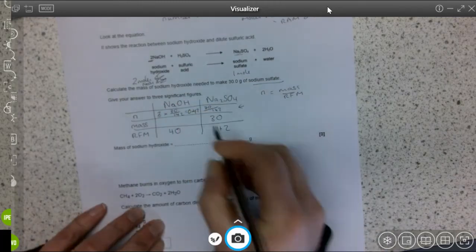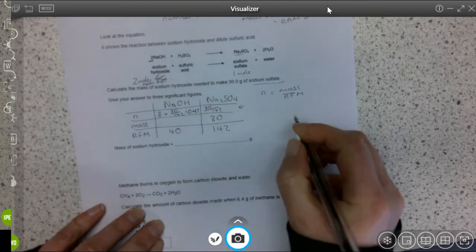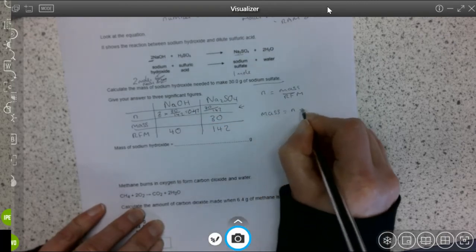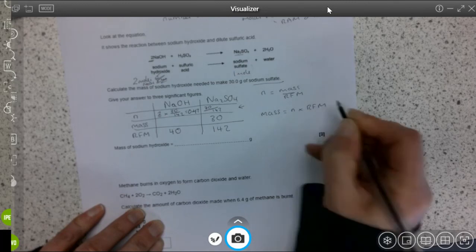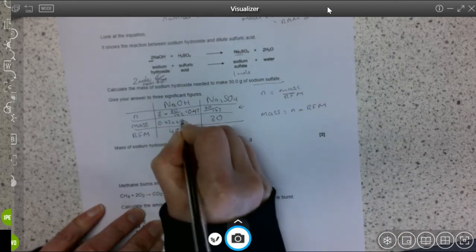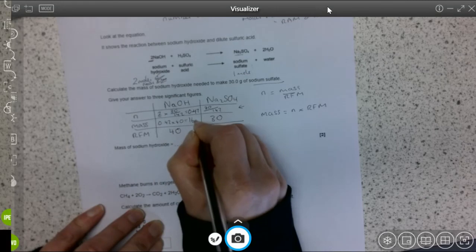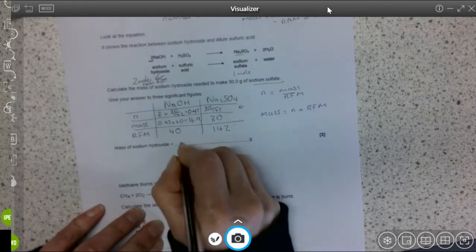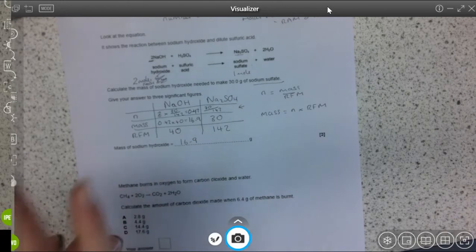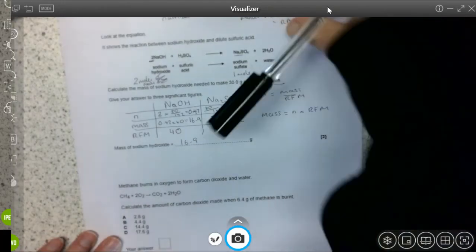So now I've got both the number of moles and the relative formula mass. If I rearrange this equation, mass equals number of moles times relative formula mass. So that's going to be my 0.42 times 40. And if I stick that into my calculator, I get 16.9. So my mass of sodium hydroxide is 16.9 grams, which happily is what we got with the ratio method.